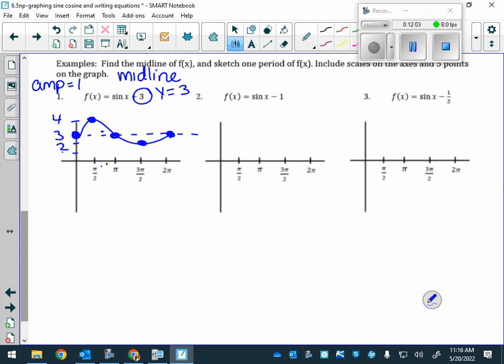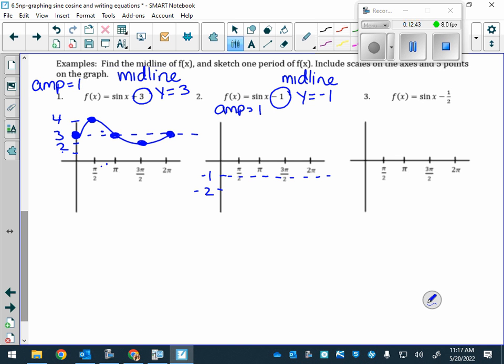For number 2, what is our new midline? -1. Okay, so let's graph that first. Here's -1. Okay, what is my amplitude? John? 1. That hasn't changed yet. So if my amplitude is 1 and my midline is -1, what is the highest point? 0. What is the lowest point? -2. Good. Does everyone see that before I move on? How are we getting that? Okay, yeah, Brad. Yeah, go ahead.